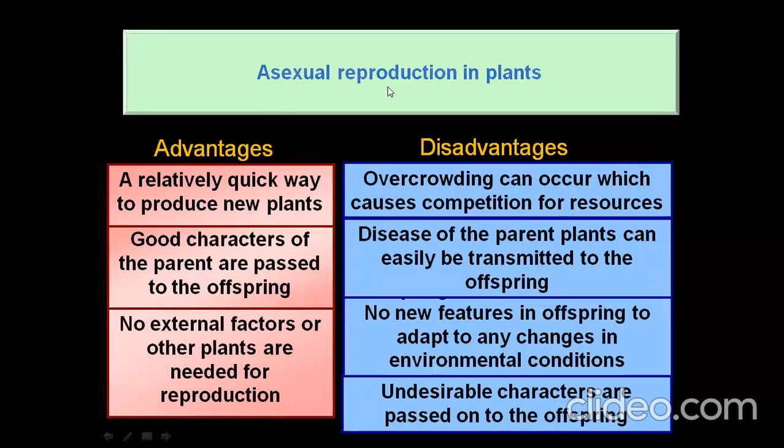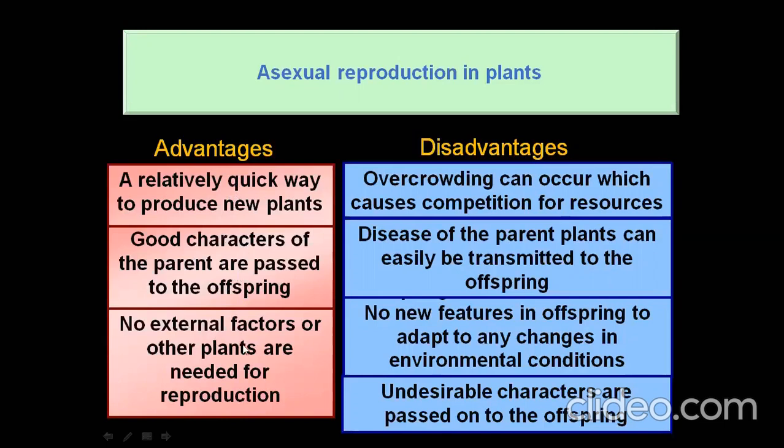Now, asexual reproduction in plants, advantages and disadvantages. Advantage: it is a relatively quick way to produce new plants. The first one is that they grow very quickly. Second, if the parents have a good character, that character is transferred to their offspring without any change. This is the advantage of asexual reproduction.